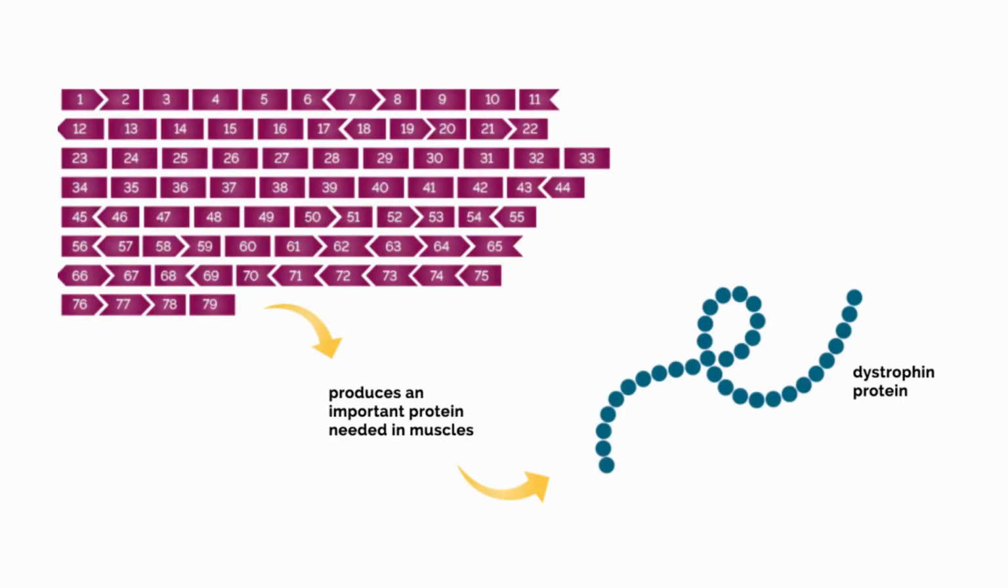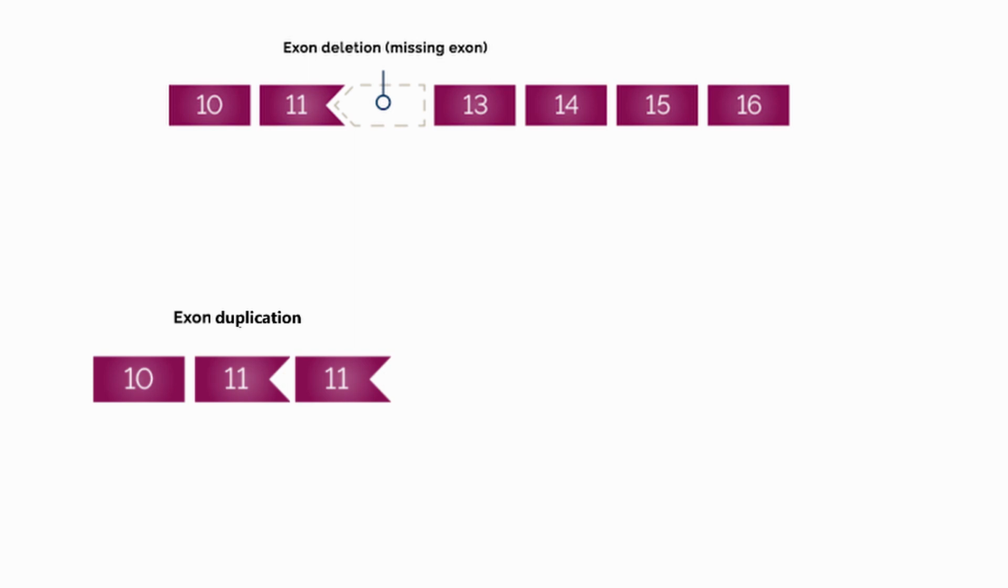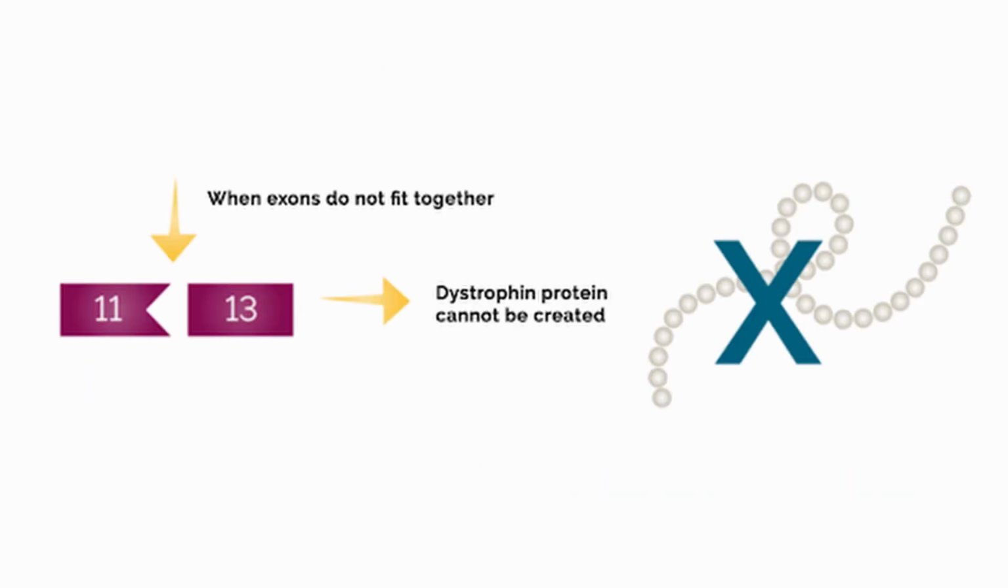Especially since dystrophin is the largest gene in the body, it is very easy for mistakes to occur. Mutations include deletions of exons, duplications of exons, and point mutations, which are changes in the single letter instructions, for example a T to a C. Because of these mutations, these exons do not fit together, so no dystrophin protein will be produced.